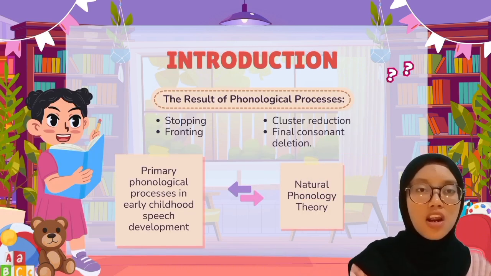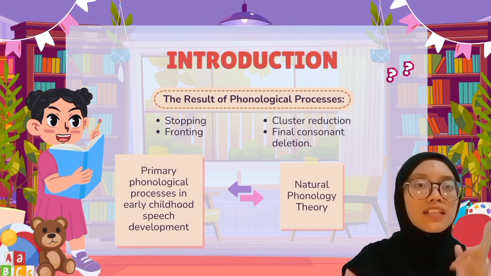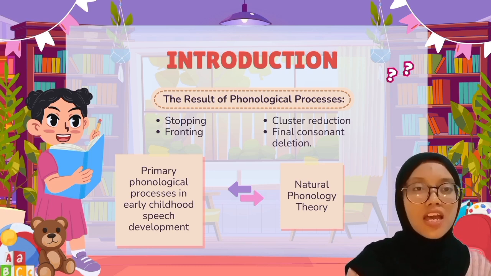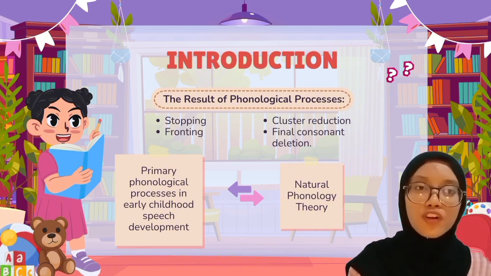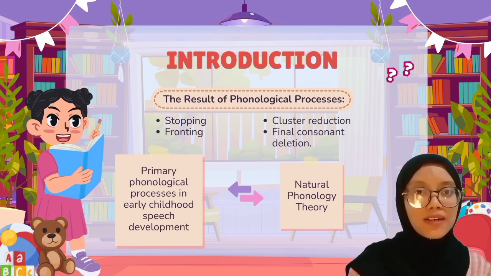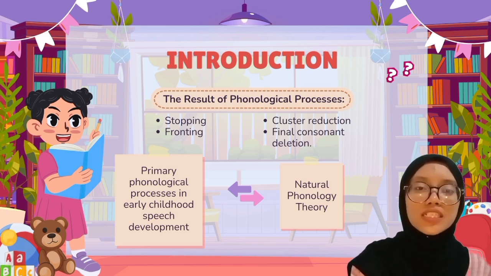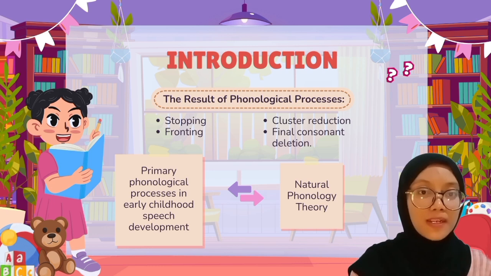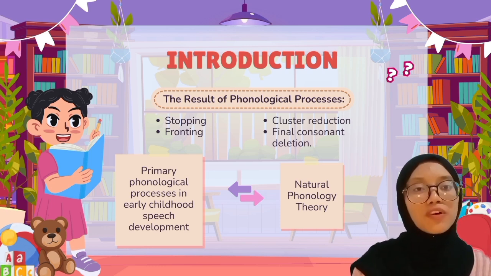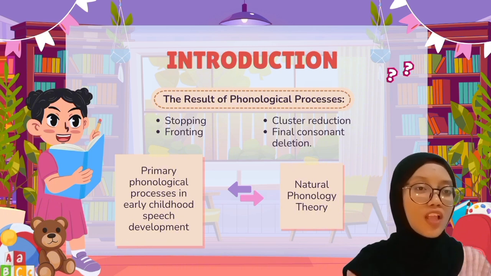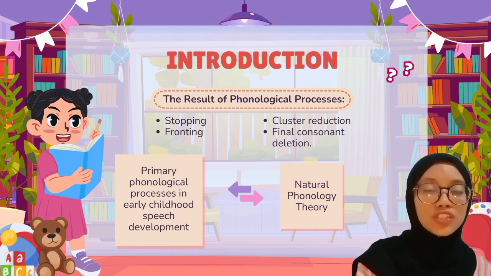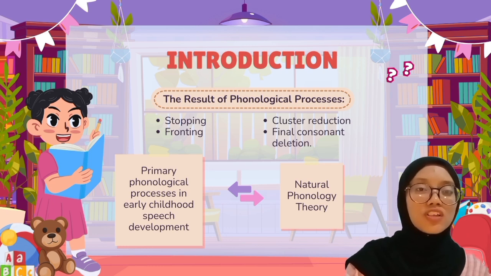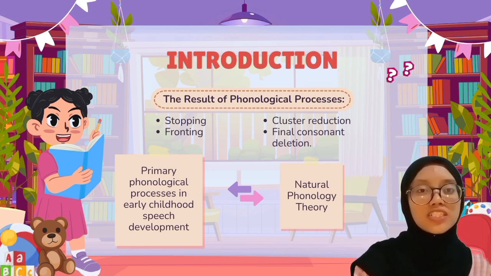The simplifications are the result of what is known as phonological processes, such as stopping, fronting, cluster reduction, and final consonant deletion. Between the ages of 2 and 6, this process is normal and expected, and as their phonological system develops, it will gradually disappear. In addition, a deep understanding of children's phonological processes could be helpful in distinguishing between speech disorders and normal development. Therefore, this paper will discuss primary phonological processes in early childhood speech development, along with their developmental patterns in relation to natural phonology theory and the function that phonological awareness plays in aiding their development.